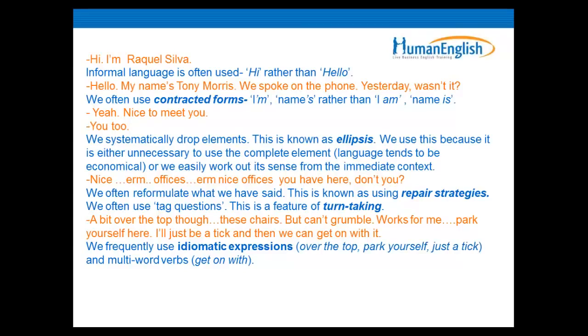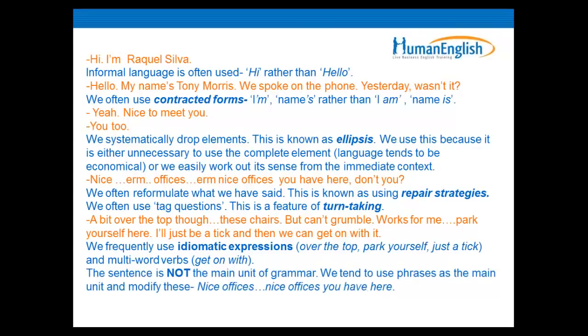And we also see a multi-word verb, a phrasal verb, get on with, and we can get on with it. Okay, let's get on with the lesson. Let's get on with the meeting. Get on with is a phrasal verb, means let's continue.